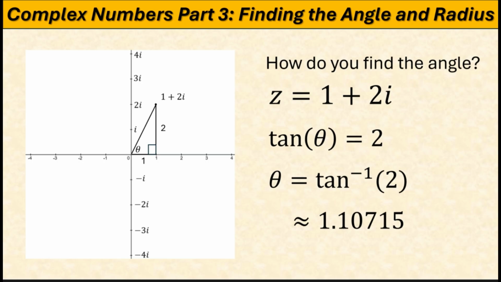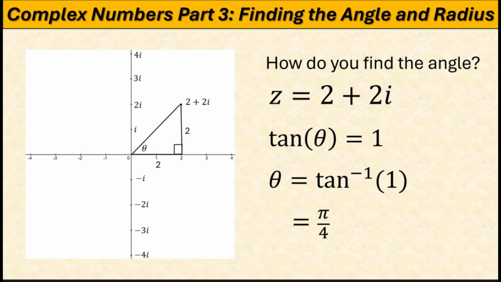We can solve this for theta using the arctangent function, which is just the inverse tangent, which, sticking strictly to radians, is approximately equal to 1.10715. If you try evaluating this on a calculator, it is very important to make sure your calculator is set to radians, otherwise you'll get an answer in terms of degrees. And so, the angle, also called the argument of 1 plus 2i, is approximately 1.10715.